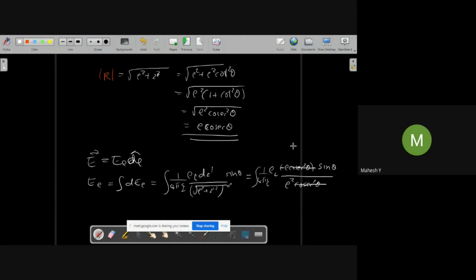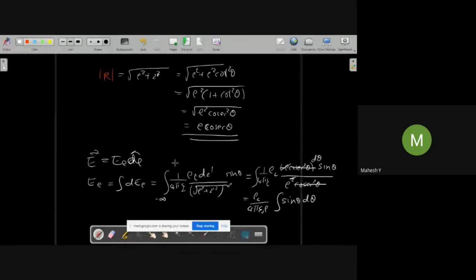and now here d theta is there. Rho will cancel with the rho square, so all the constants I can take outside. Rho L by 4 pi epsilon 0 rho integral sin theta d theta. Okay, for z it was minus infinity to plus infinity, right? Now it changed to theta. Now can you tell me what is the limit?